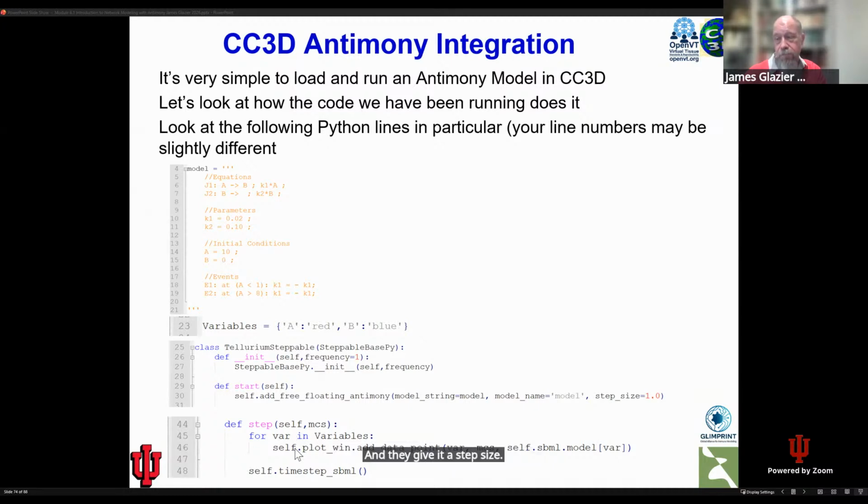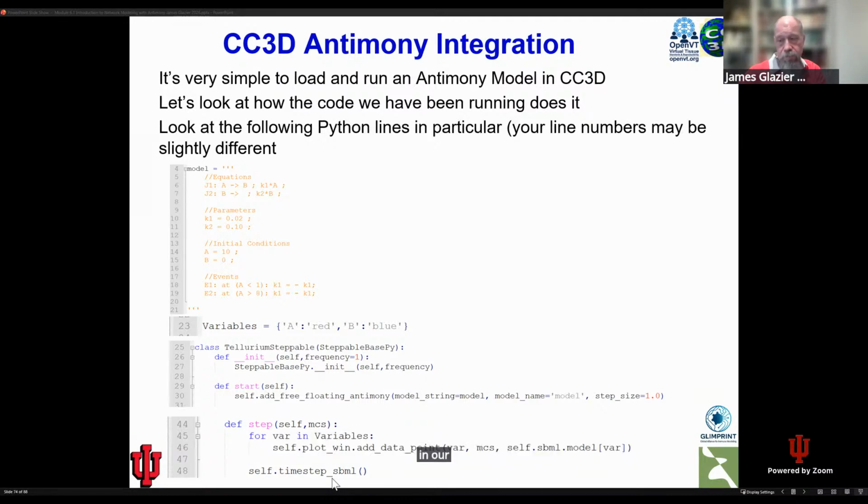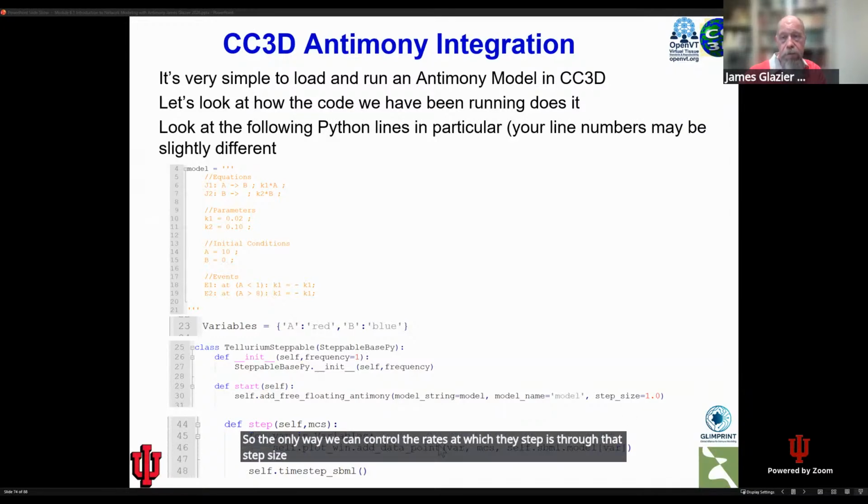In the step function, we have something that's going to plot the values here. And we have self.timestep_SBML. Self.timestep will timestep every model, every network model in our simulation. So the only way we can control the rates at which they step is through that step size definition earlier on.